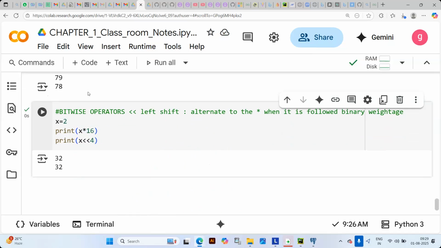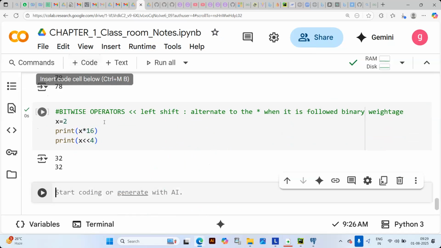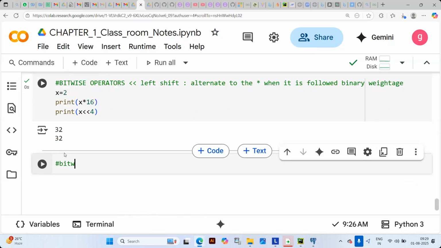So the next operator is the bitwise right shift operator. This operator is an alternate operator to the division operator.